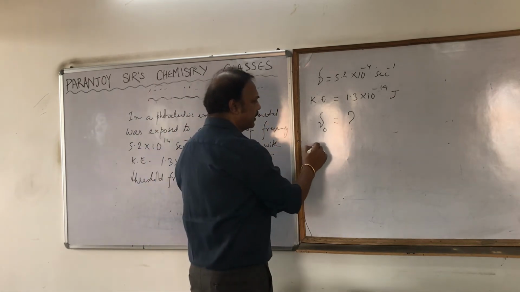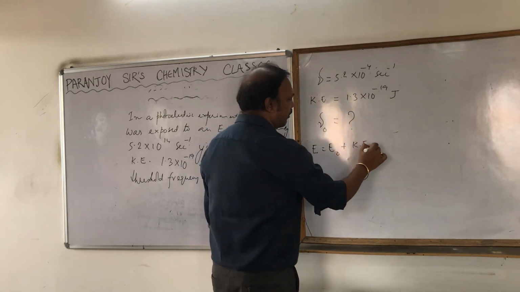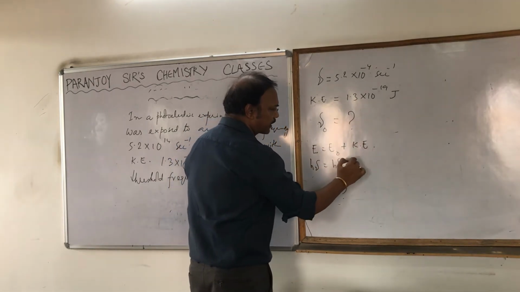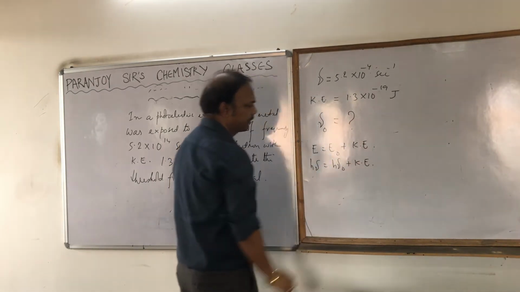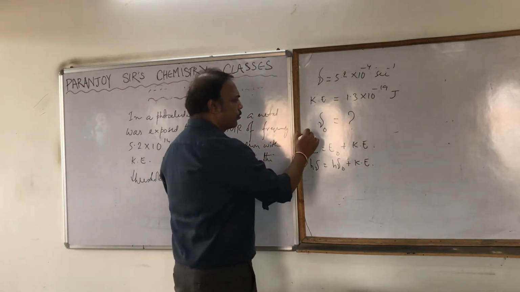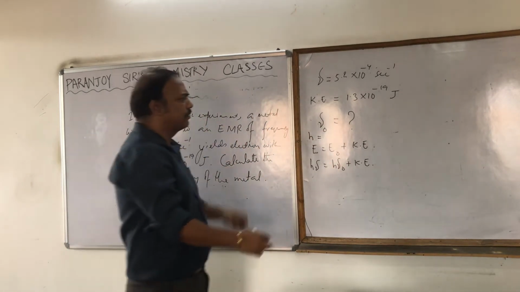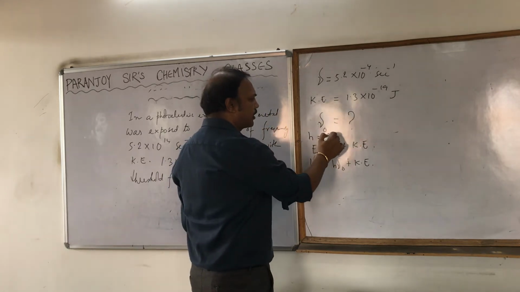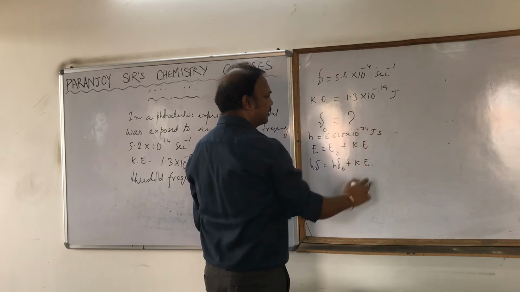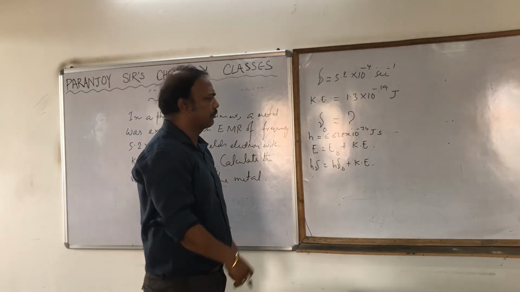We know that E is equal to E0 plus kinetic energy, or we can write h nu equal to h nu 0 plus kinetic energy. Simple one, it's very simple. The value of h is supposed to be known. As I told, this is Planck's constant, and we all should know the value: 6.625 into 10 to the power minus 34 joule second. The unit is also perfect, it's given in joule and second, so you don't have to change the unit.